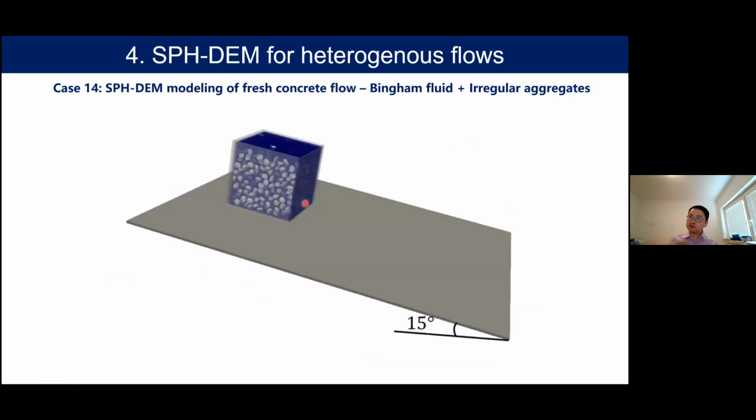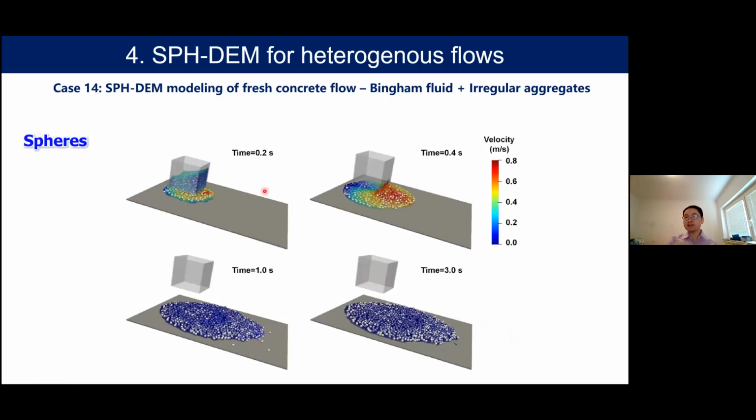And using these 4 different types of aggregates, we form a kind of rich concrete. So here, the blue part is modeled using SPH, which is using a non-Newtonian Bingham fluid model to model the fresh paste of the concrete. And the gray ones are the particles. These are the irregular aggregates with the 4 different shapes. So here are the flow.